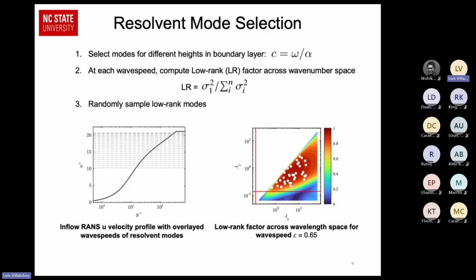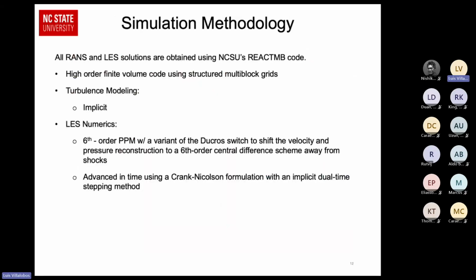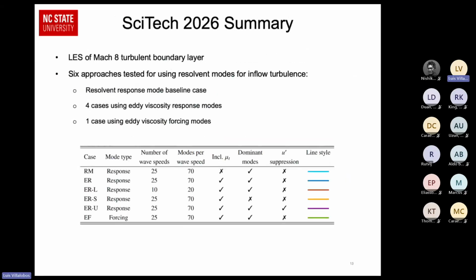There are certainly structures that exist lower than that. And how many modes do you pick typically? And what is the cost of resolvent? Sure.